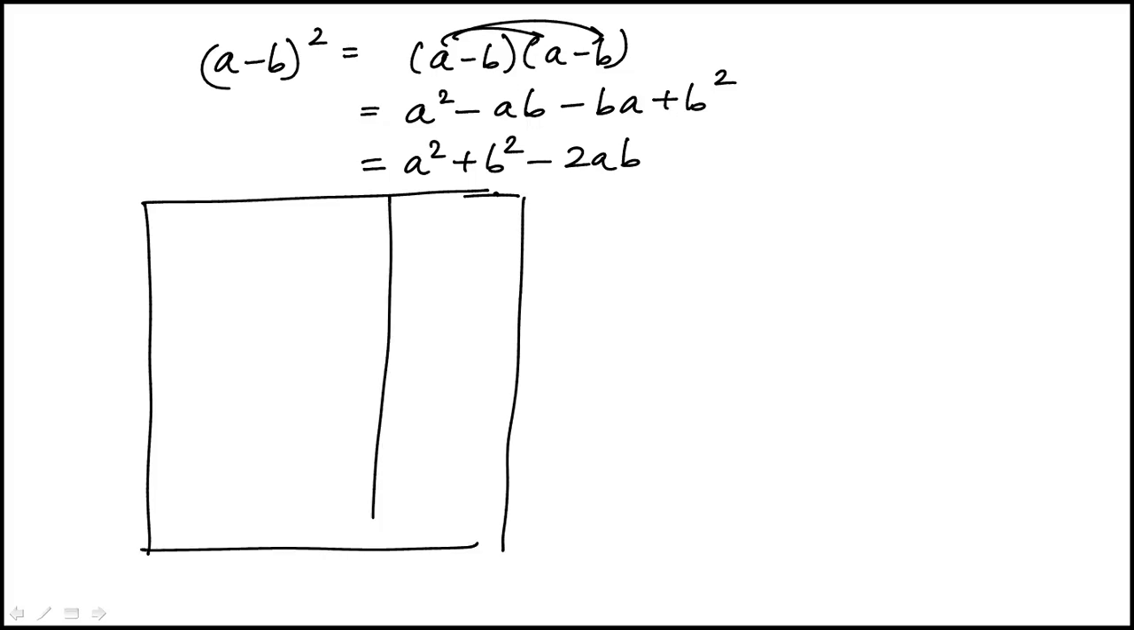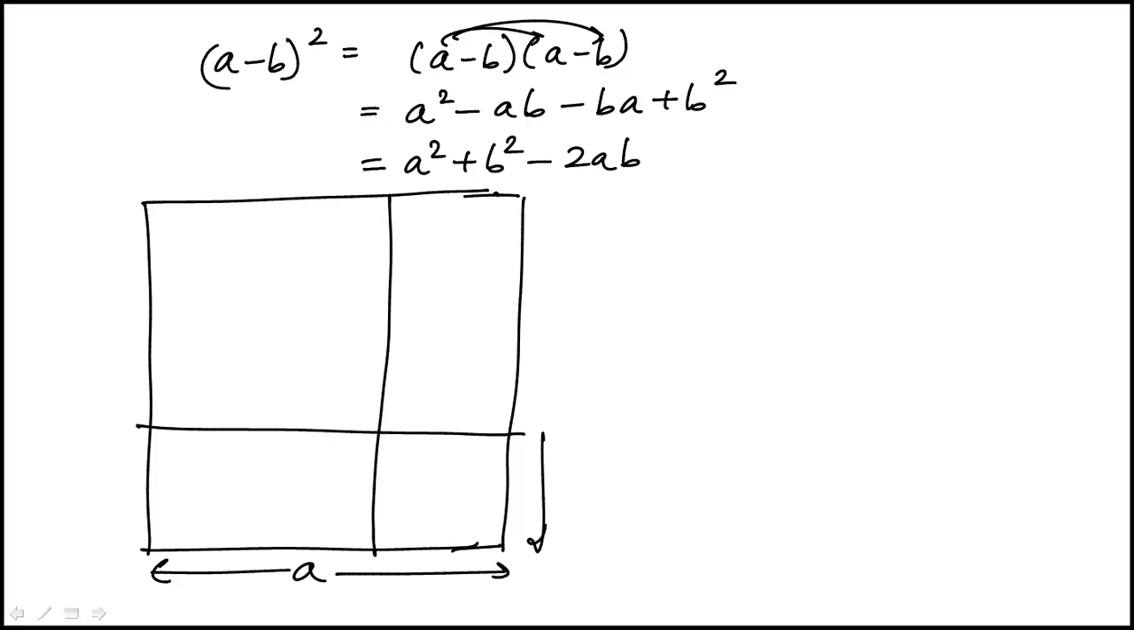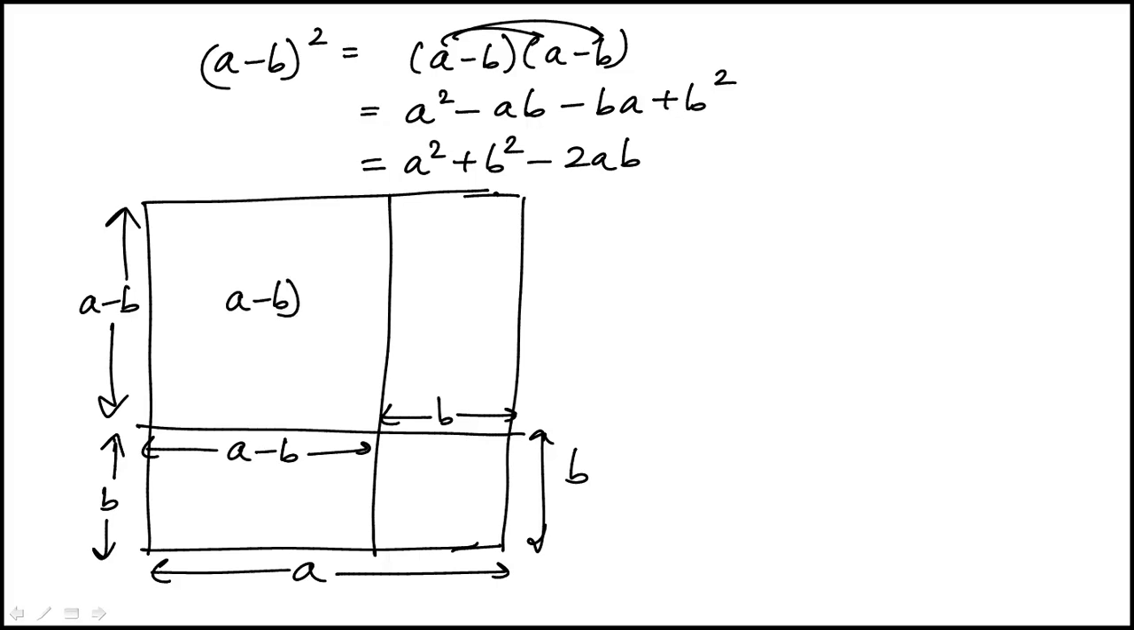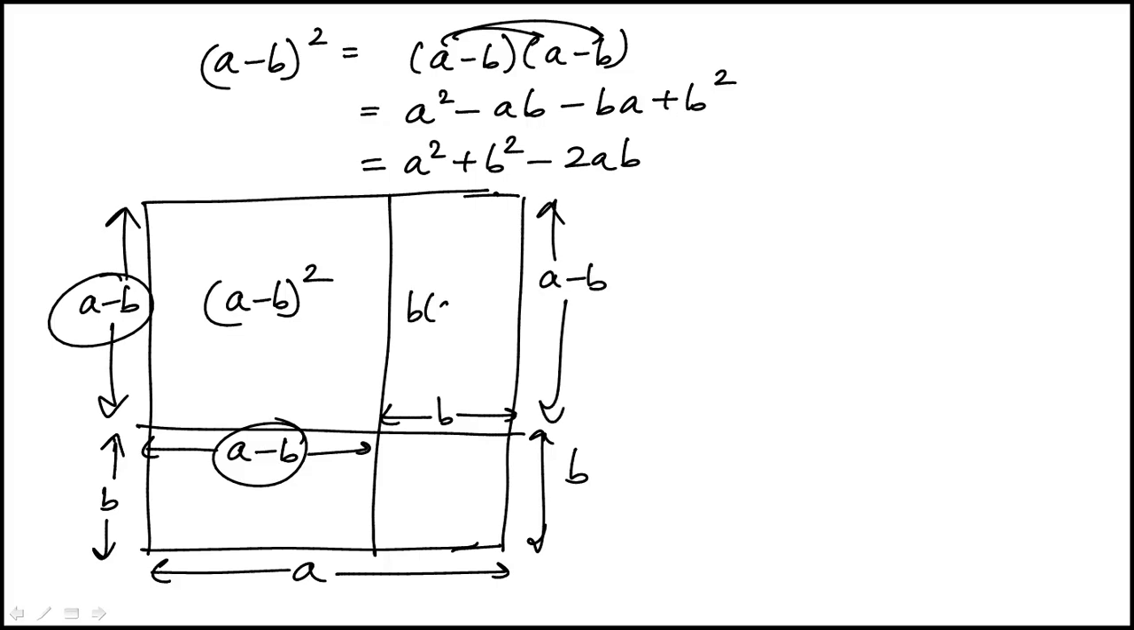So here I'm going to call the outside dimension A. This is B. And so this becomes A minus B. And this is A minus B as well, because this is B. So the area of this square is A minus B squared. Those are the dimensions. Here, this is A minus B. This area becomes B times A minus B. And this also becomes B times A minus B. And this is B squared.